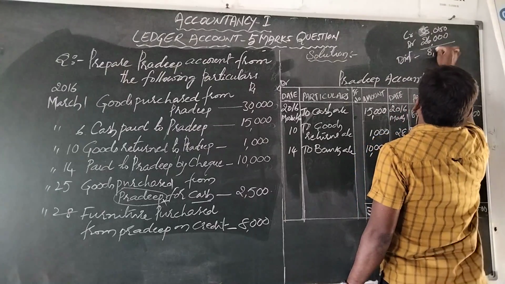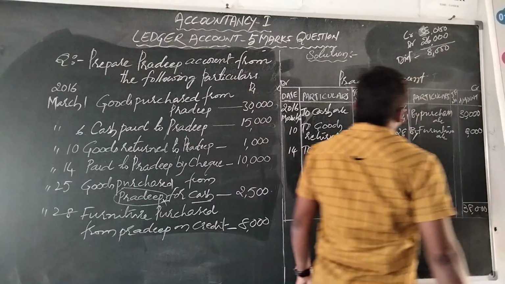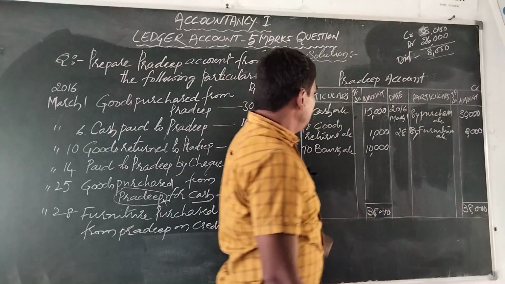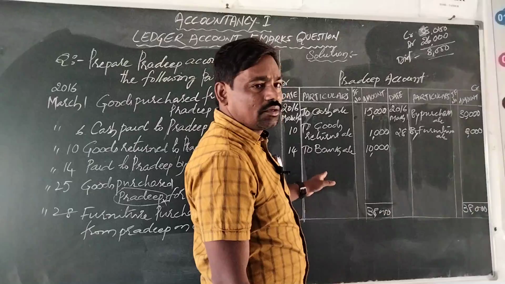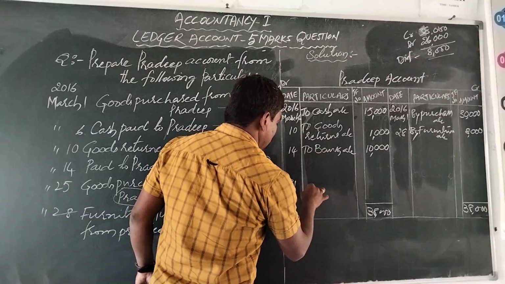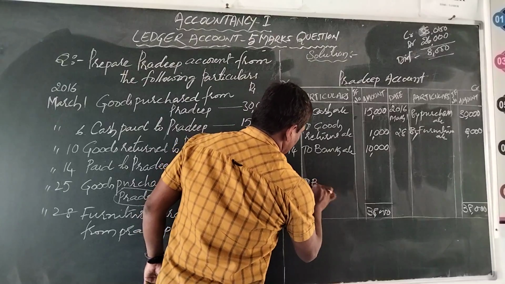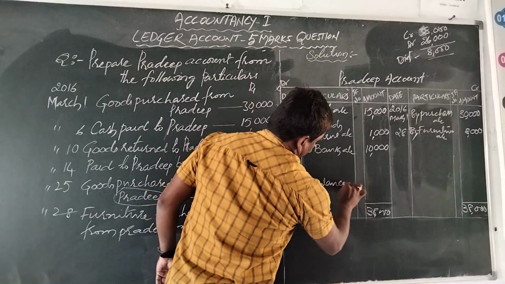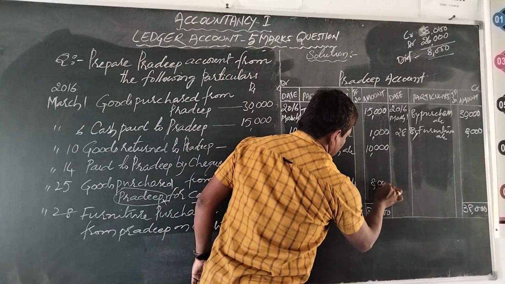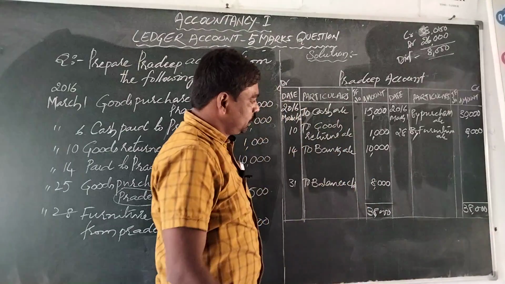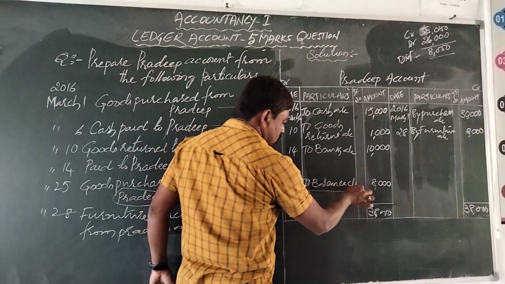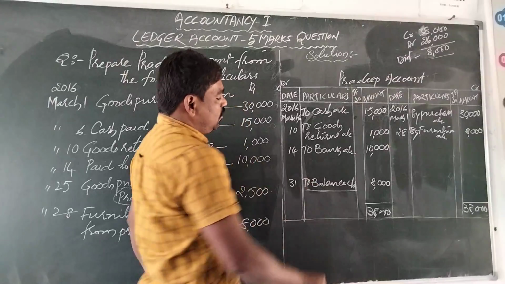If you deduct the lower amount from the higher amount, you get the difference rupees 12,000. Okay, so this difference figure you write on the debit side, as month ending 31st, to balance carried down rupees 12,000. So we found this balance in the account.